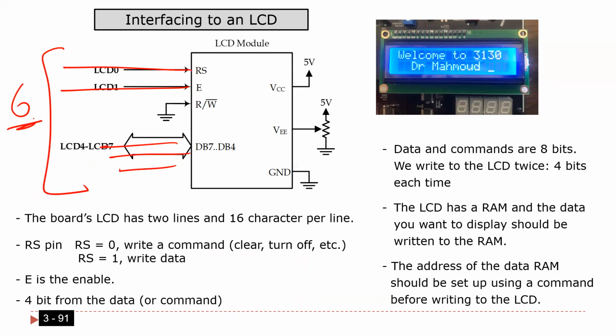Is that okay, guys? But still 6 is too much to me. Can you reduce them? You get what I'm saying? Because this microcontroller is not a big microcontroller, so 6 is still too many. Can we reduce them? Yes, we can.